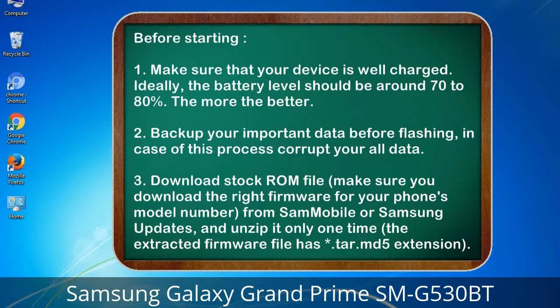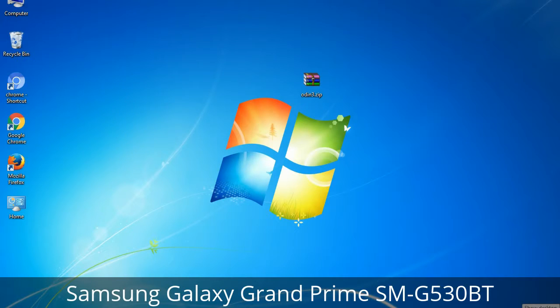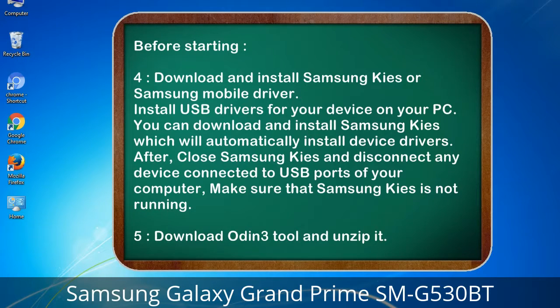Download stock ROM file. Make sure you download the right firmware for your phone's model number from SamMobile or Samsung updates, and unzip it only one time. The extracted firmware file has *.tar.md5 extension. 4. Download and install Samsung Kies or Samsung mobile driver.